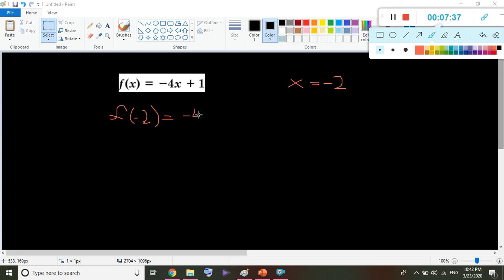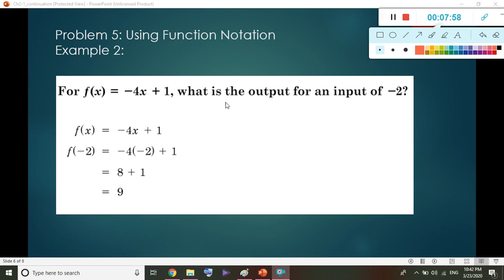equals negative 4. We're just going to substitute here negative 2 plus 1. So it's going to be negative 4 times negative 2, which is 8, plus 1, which is the answer is 9. So f of negative 2 equals 9. This is the input. Let's check. 4, negative 2, 9. Yes, that's the right answer here.